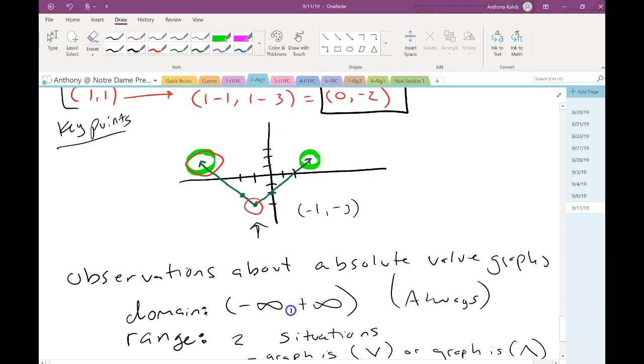So if I go back and I look at this graph, do you guys see an increasing part? I see one increasing part, don't you guys? How many decreasing parts do you see? I see one decreasing part also, right? All absolute value graphs are going to have one increasing part and one decreasing part. The problem is if it's a V or a wedge, because again, we're going to have two situations.